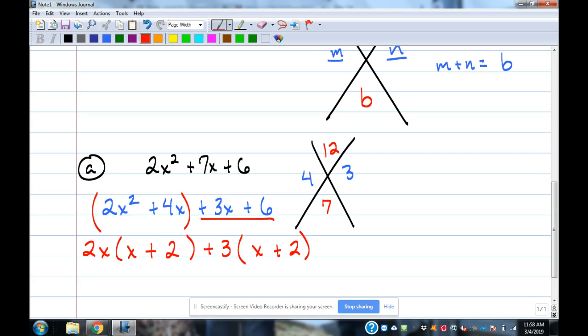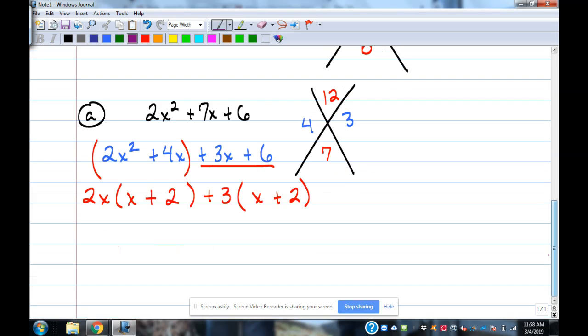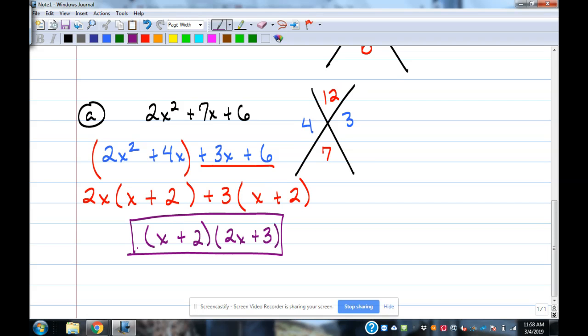The parentheses are matching. So what's our final factors for this problem? X plus 2, and then 2x plus 3. Good job. We factored our first trinomial there.